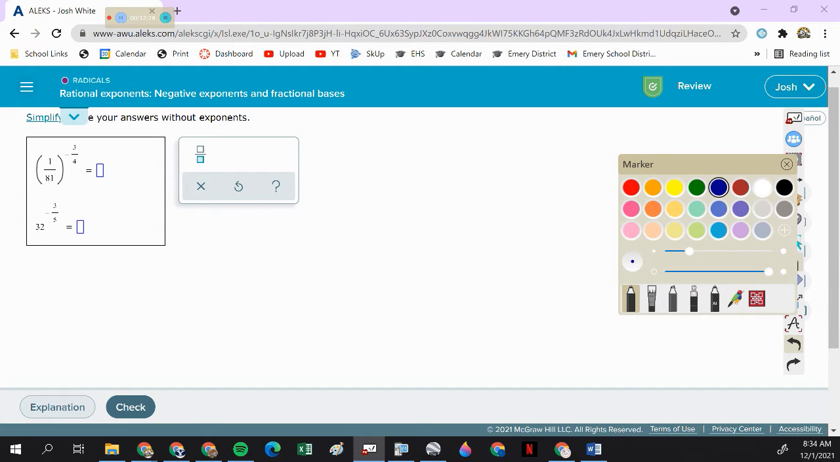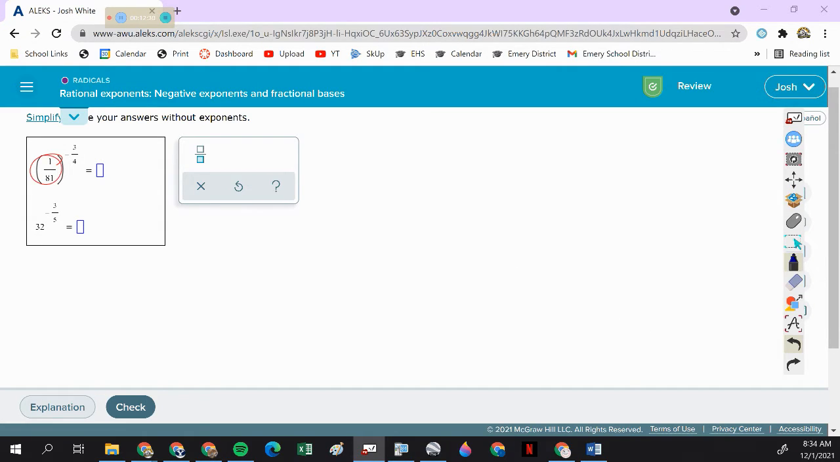So looking at this problem, I have 1 over 81 to the negative 3/4, and we do not want negative exponents in our answer. So I'm going to take this 1 over 81 and I'm going to flip it upside down and turn it into 81 over 1, which is just 81. And all that is going to change in the exponent is get rid of the negative.